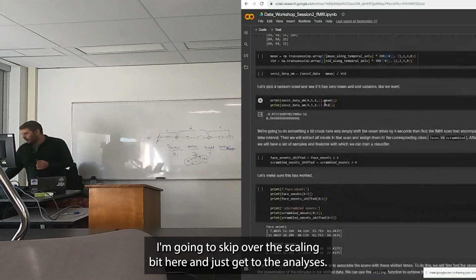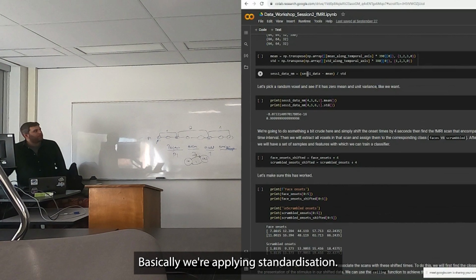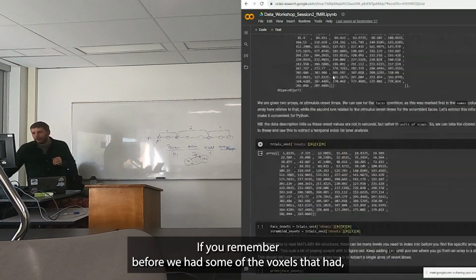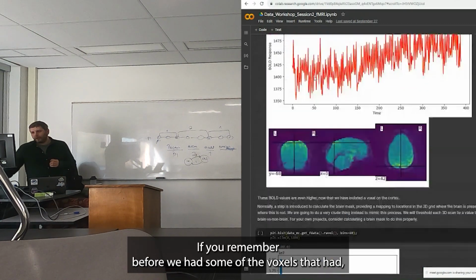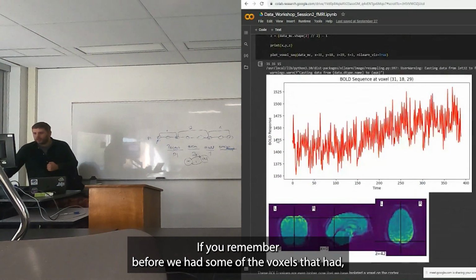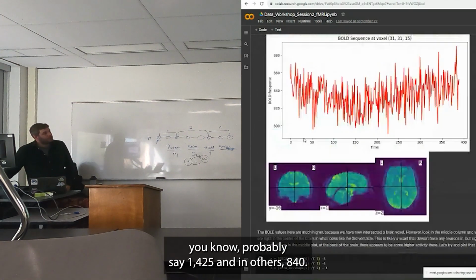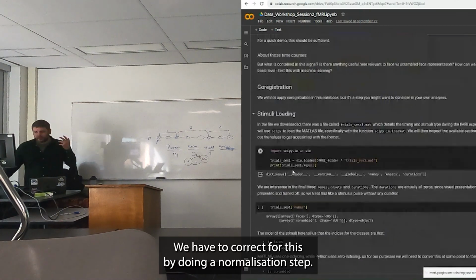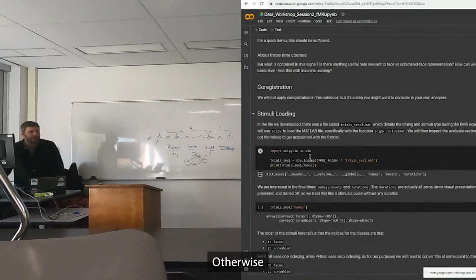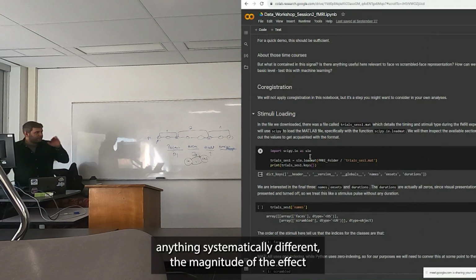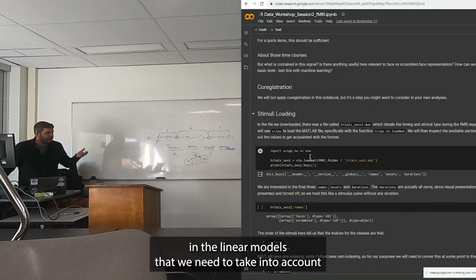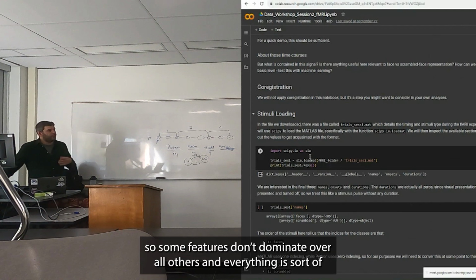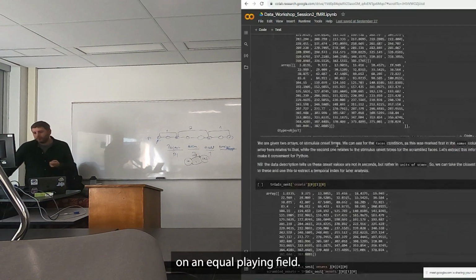I'm going to skip over the scaling here and just get to the analysis. Basically, we're applying standardization. If you remember before, we had many voxels with values of say 1,425 and in others 840. We have to correct for this by doing a normalization step. Otherwise, anything systematically different in magnitude could affect the linear models that we need to take into account. So some features don't dominate over others, and everything's on an equal playing field.